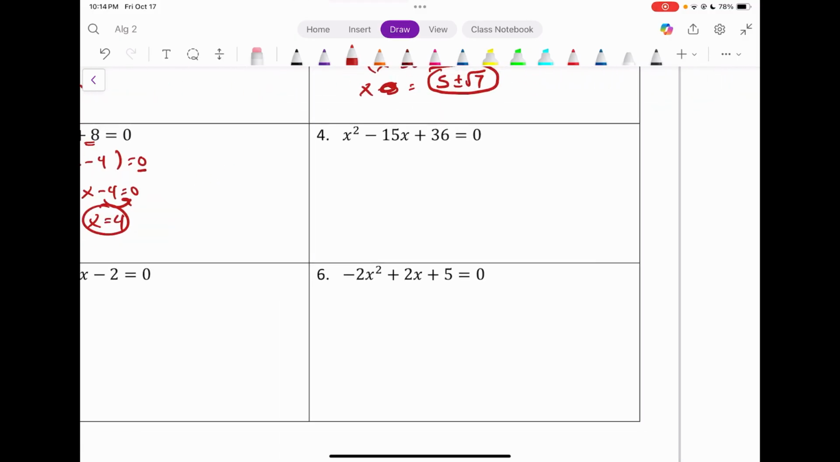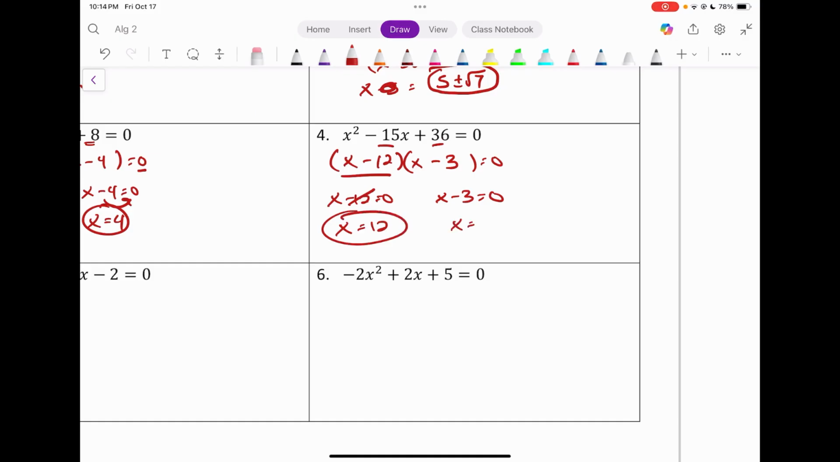Two sets of parentheses. X and x, adds, multiplies. It'll be a negative 12 and a negative 3. Either this is 0 or this is 0. Move the 12 over, gives you x is 12. Move the 3 over, gives you x is 3.